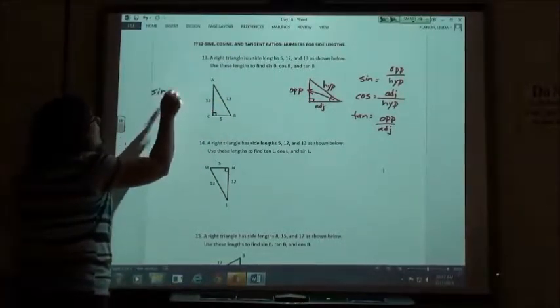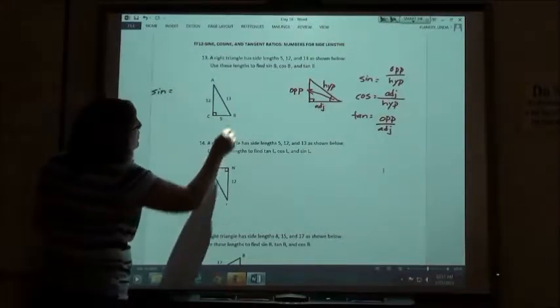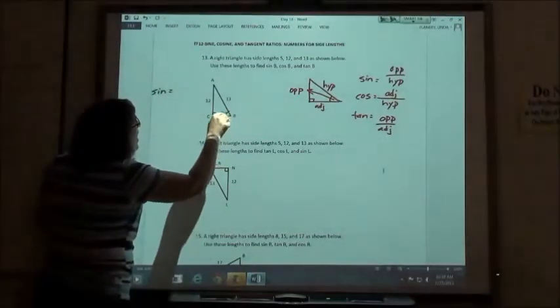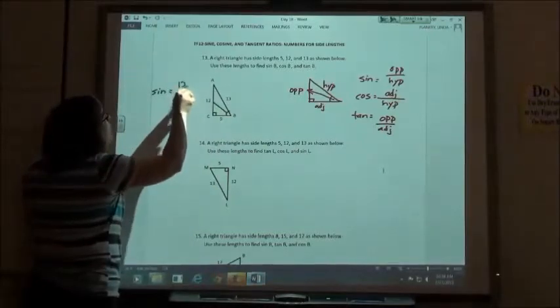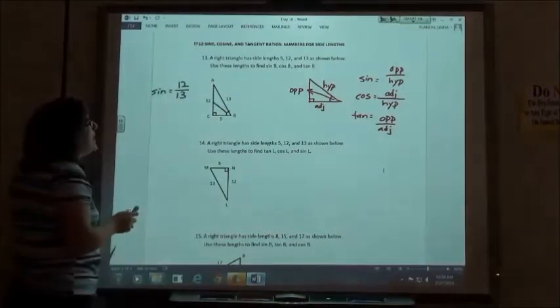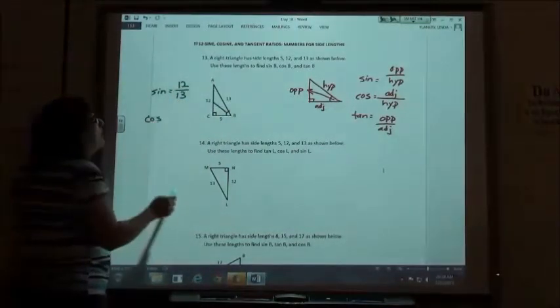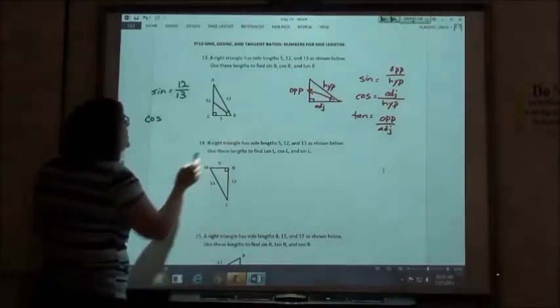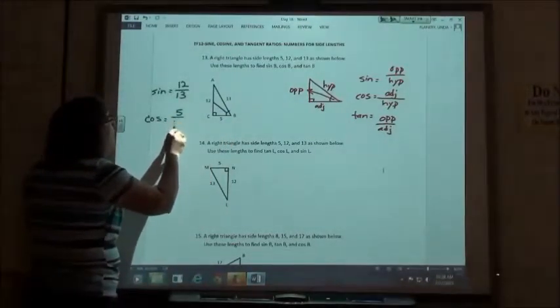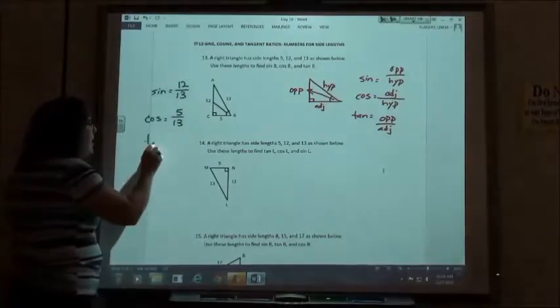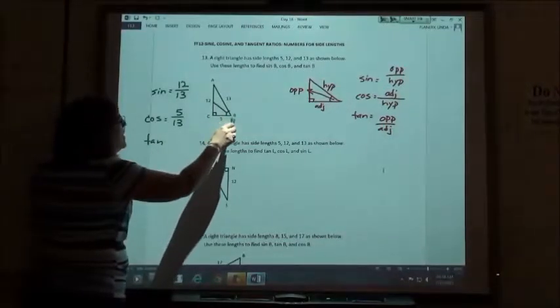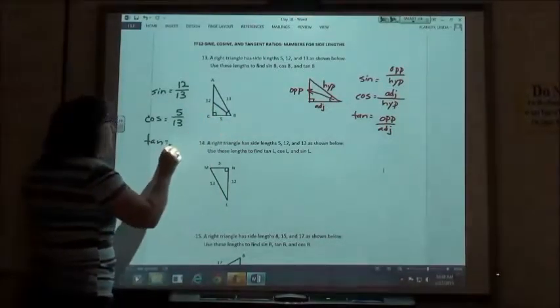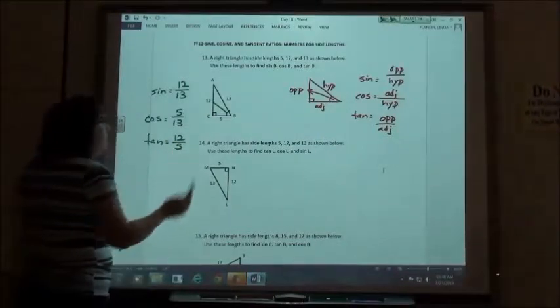So my sine, I am doing of angle B, so my opposite would be 12 over my hypotenuse, 13. My cosine, my adjacent, the one right next to it, would be 5 over my hypotenuse, 13. And my tangent would be the opposite over the adjacent, so 12 over 5.